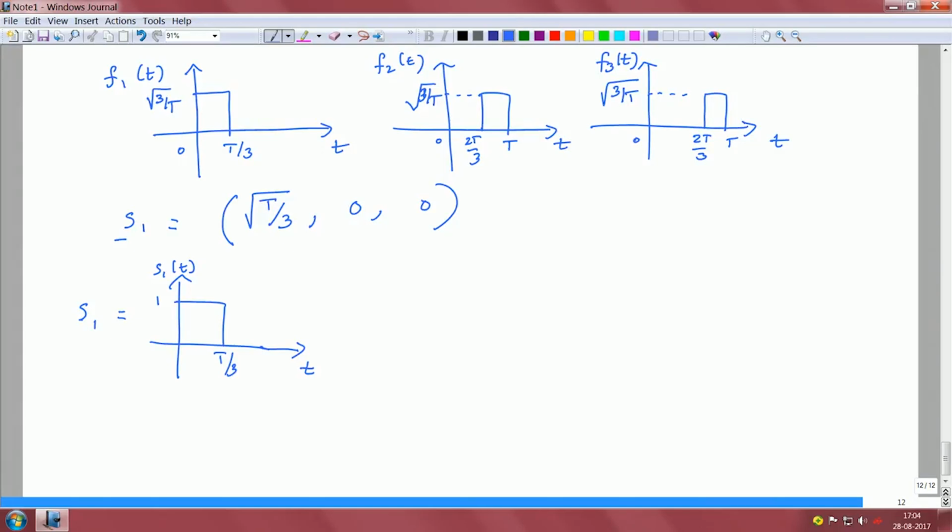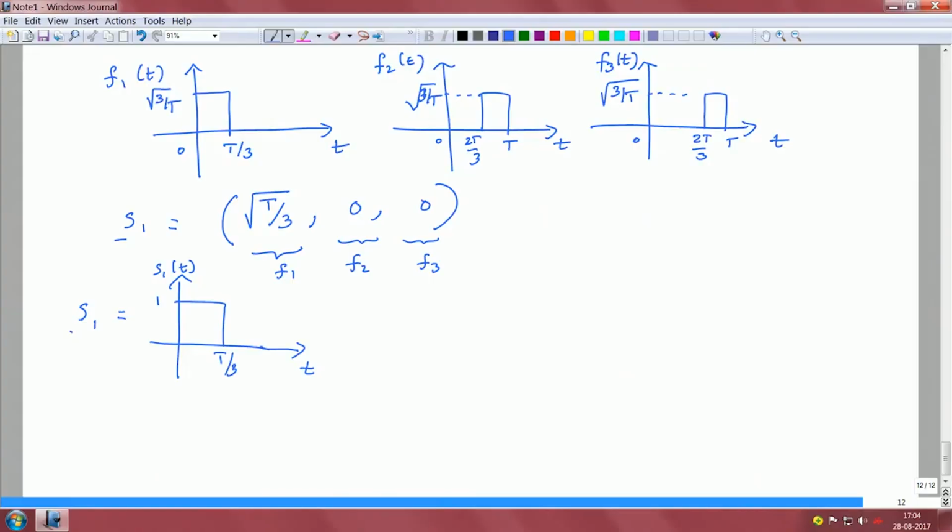right. So you can think about this corresponds to F1, this corresponds to F2, this corresponds to F3. It makes sense because F2 and F3 have no components, and in F1 it is root of T upon 3 of F1, right. This is the coordinate representation for the signal S1. So S1, which is this vector, is basically equivalent to this. This signal is basically this coordinate in this space, and I think it is very important to get this feel.